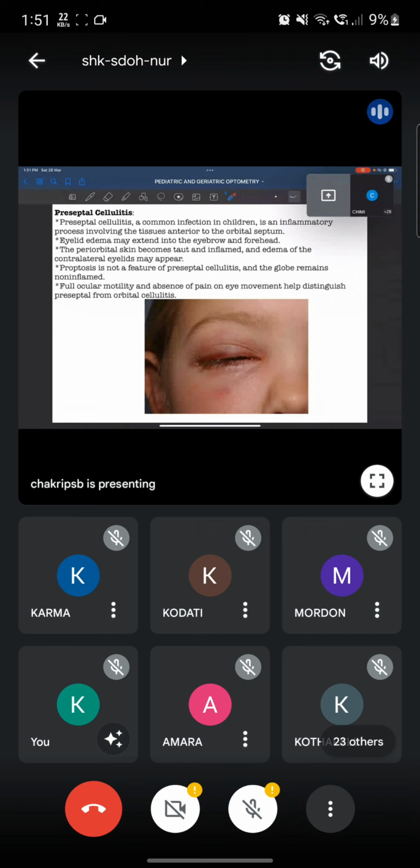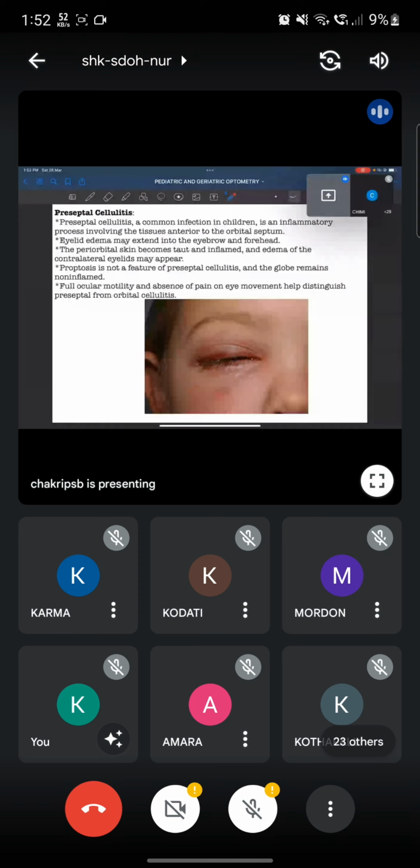This is one of the conditions that occur in the eyelid and orbital regions, the eyelid region, the orbital septum. The main thing here is edema and swelling. The main symptoms are pain, redness, and heavy watering. So these are the main features of preseptal cellulitis.